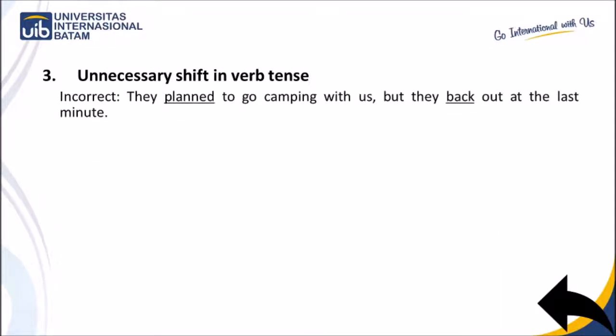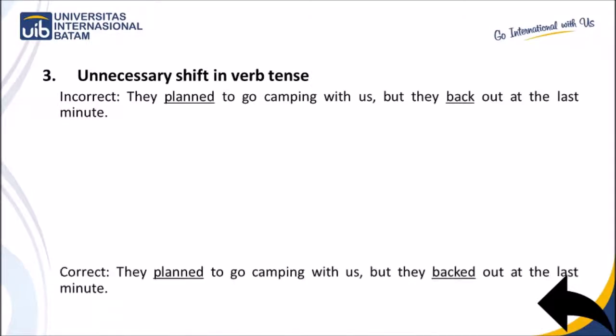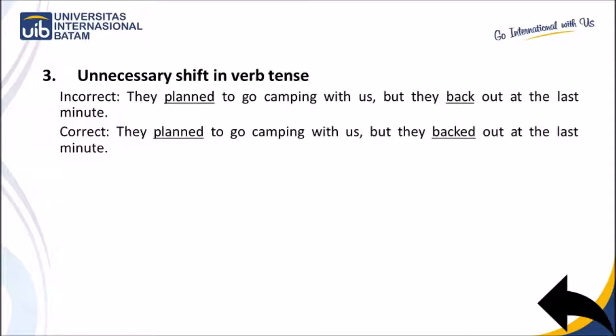And then unnecessary shift in verb tense. The first one is "They plan to go camping with us, but they back out at the last minute." So in the first clause, the verb plan is in the verb 2, but the verb back in the next clause is in the verb 1. However, it is one sentence that has connection in time. Therefore, we should make it as "They planned to go camping with us, but they backed out at the last minute." So the tense in the sentence is in the past tense. So we change the verb in the next clause into verb 2.